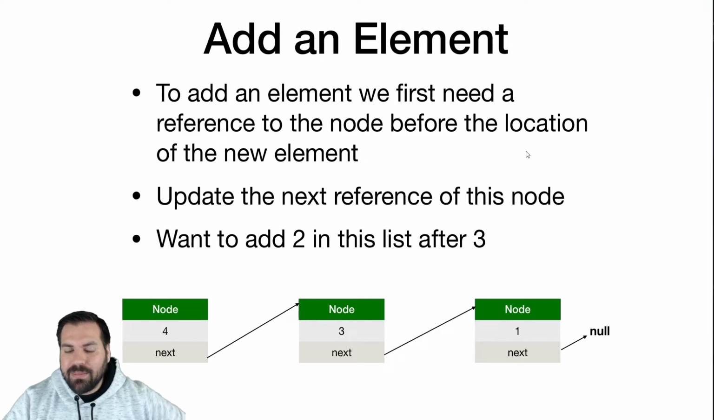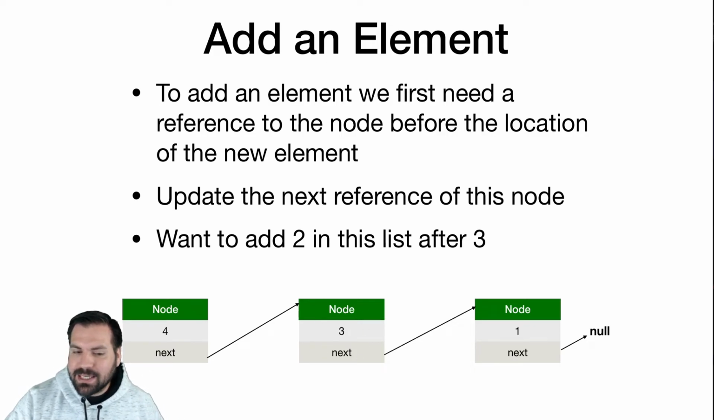How do we add an element? To add an element, we're going to need a reference to the node right before it. So let's say we want to add 2 right after 3. We're going to need a reference to this node, and then we're going to update the reference of this node, and set the reference of the new node.